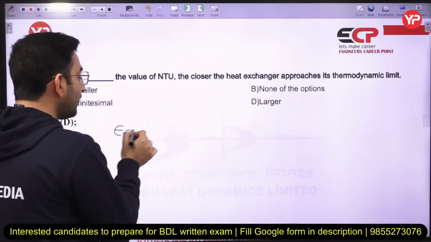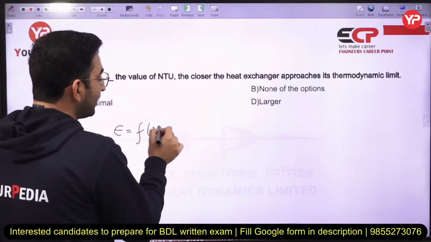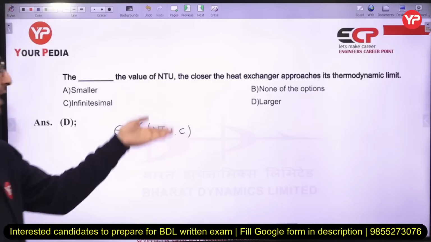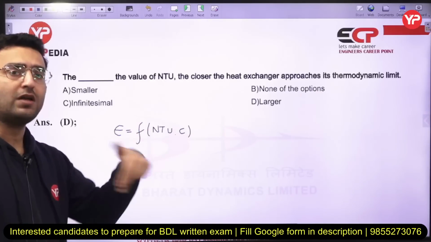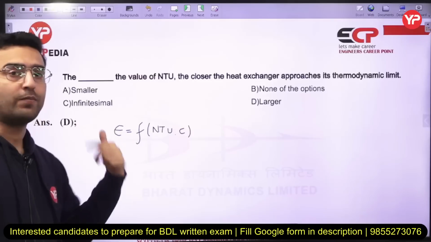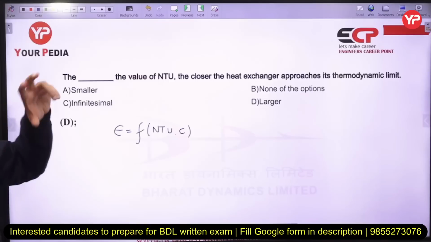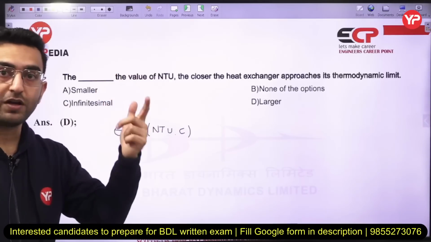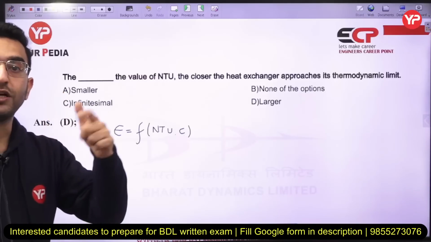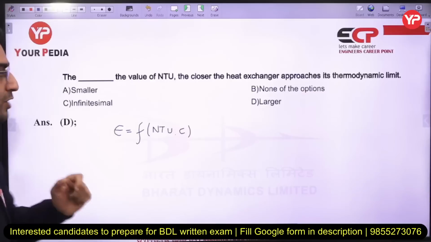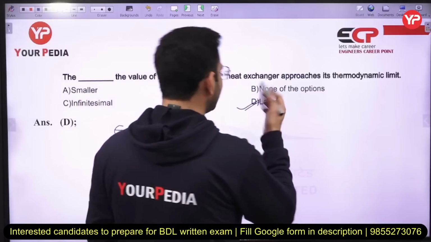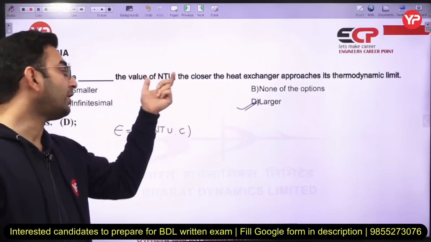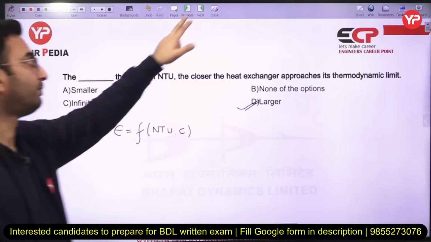The effectiveness of the heat exchanger is defined as a function of the NTU as well as the heat capacity ratio, that is C. So we can say the higher the value of the NTU, the corresponding effectiveness of the heat exchanger is going to be maximum, or it is going to be improved. If you are continuously increasing the value of the NTU, the effectiveness of the heat exchanger keeps improving, or we can say the heat exchanger is approaching its thermodynamic limit. So option D is going to be the correct answer. That's a very simple question actually, but you have to understand how the NTU and the effectiveness parameters are related to each other.